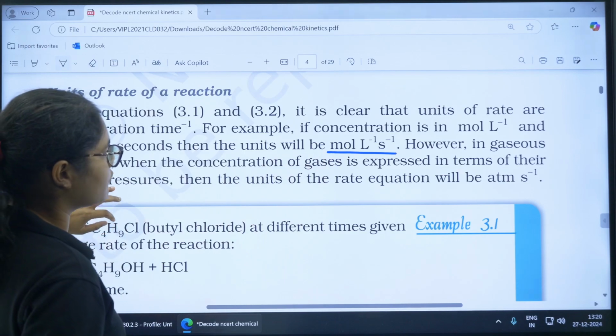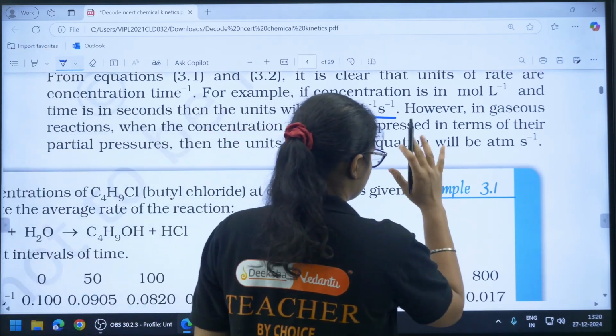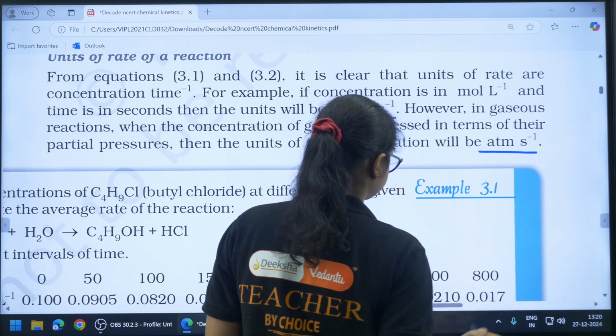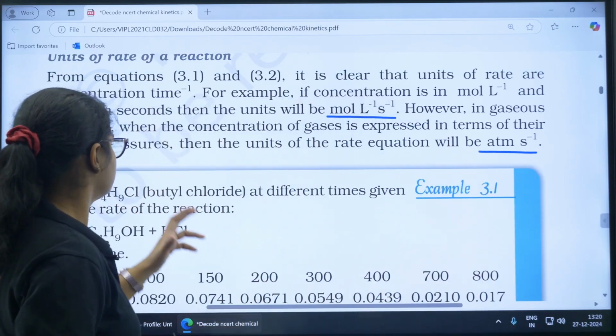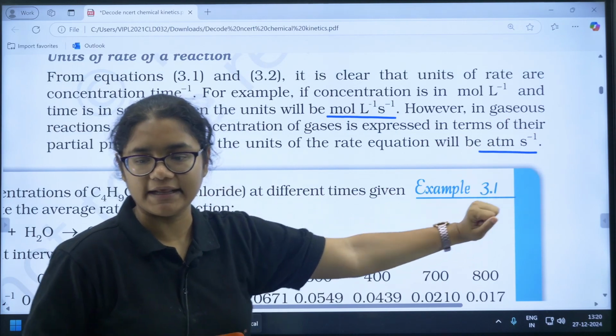Next if we go forward, here only one more thing is there. If the gases are in pressure, then the rate of the reaction will be in terms of atm per second.